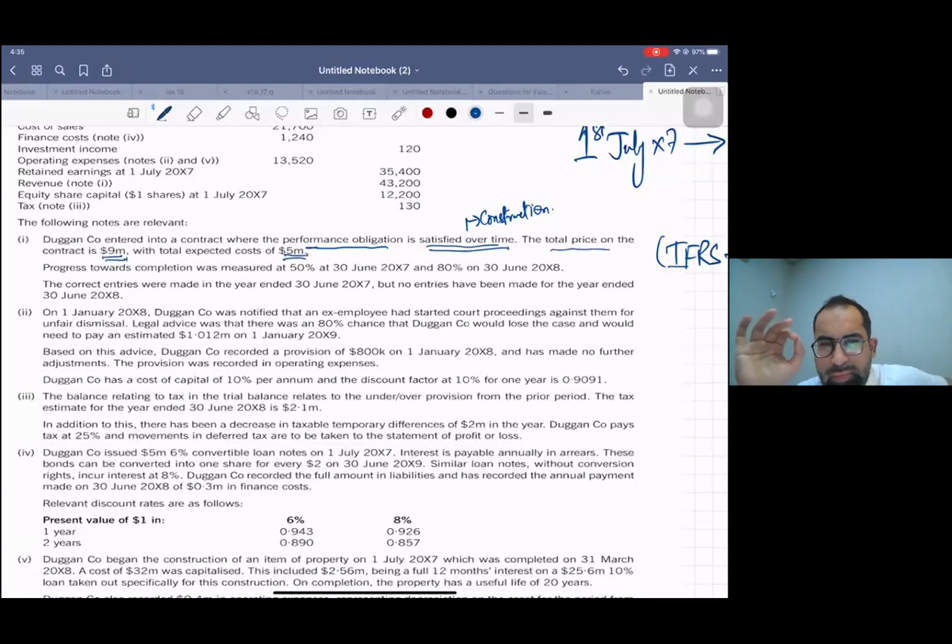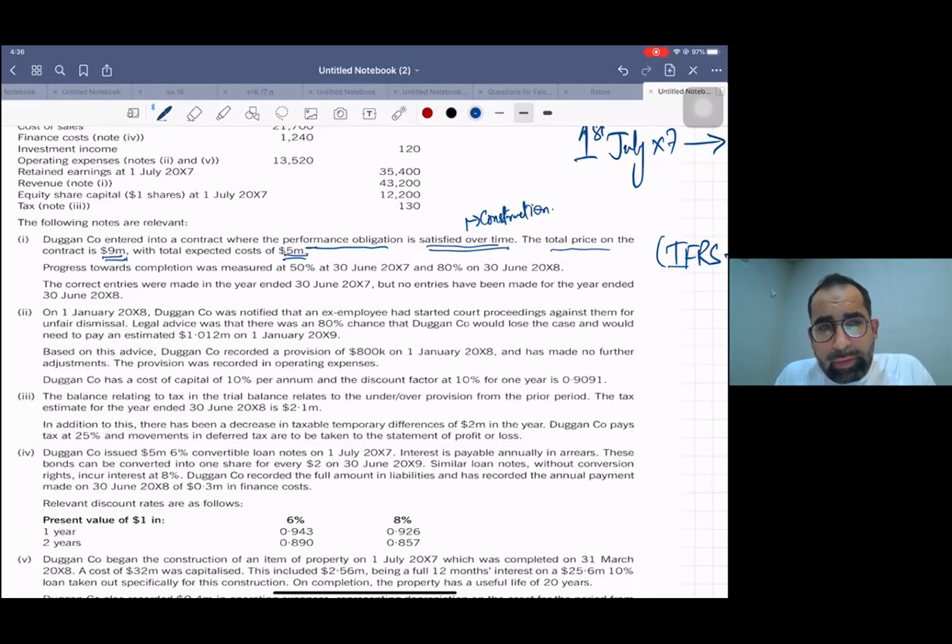Now just have a look and think. The total revenue is 9 million and total estimated cost is 5 million. So obviously there is a profit in the question. And when it is the case of profit, listen, you book profit according to stage of completion.